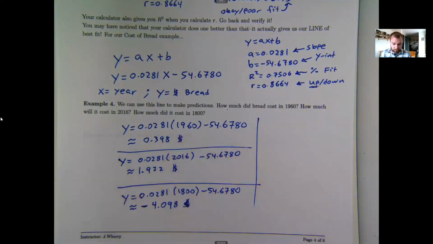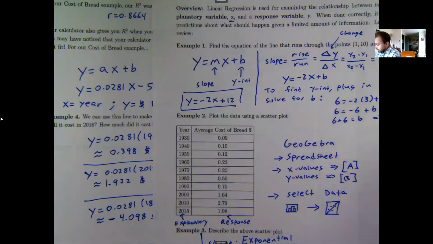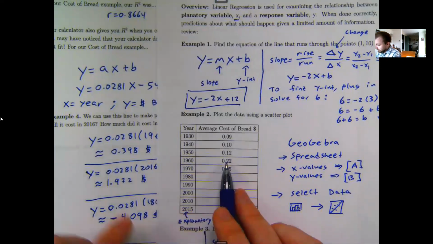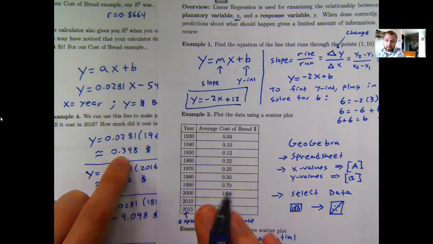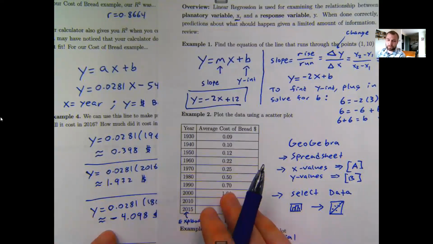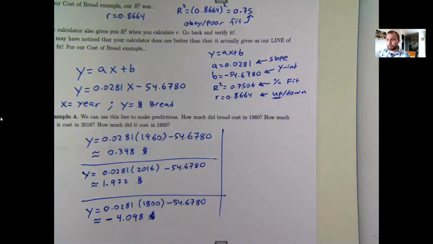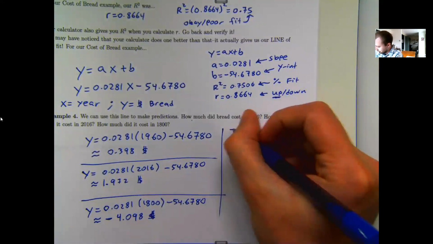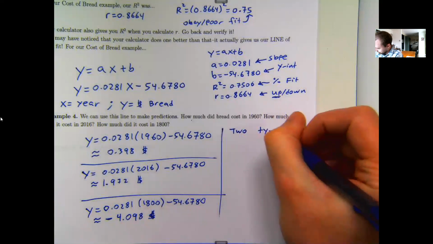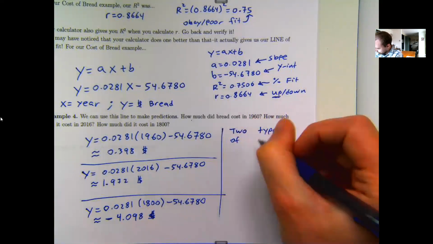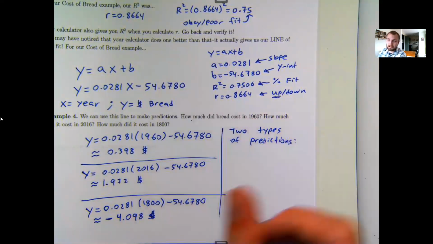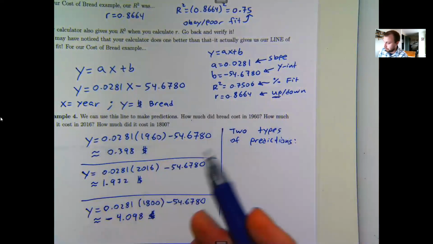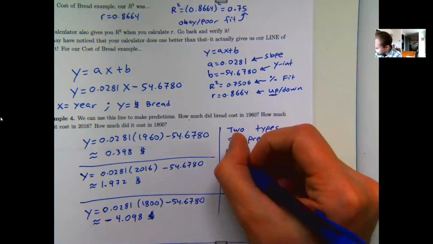1960, well, this one I can actually check because 1960 was one of the years of my data set. It was 22 cents. I'm off by a fair amount there, but it's still more reasonable than at least this negative. So there are two different types of predictions. And these types of predictions will impact whether something is good or not good. One type of prediction is extrapolation.